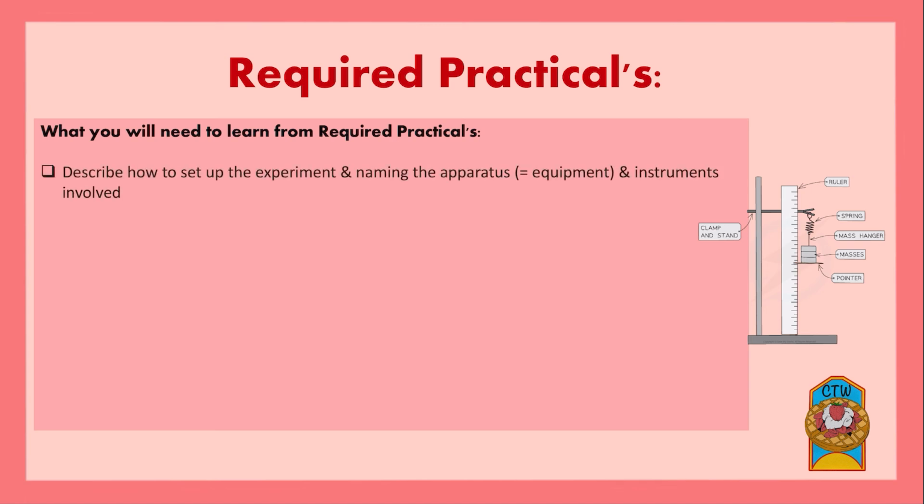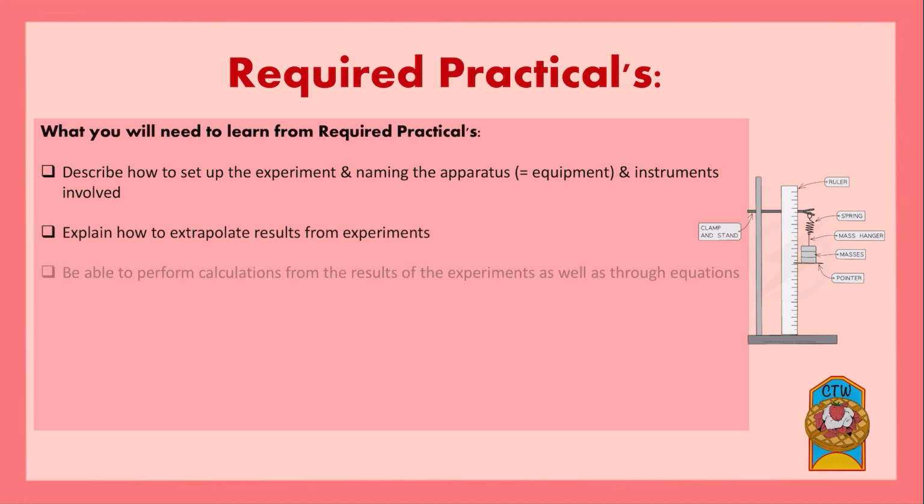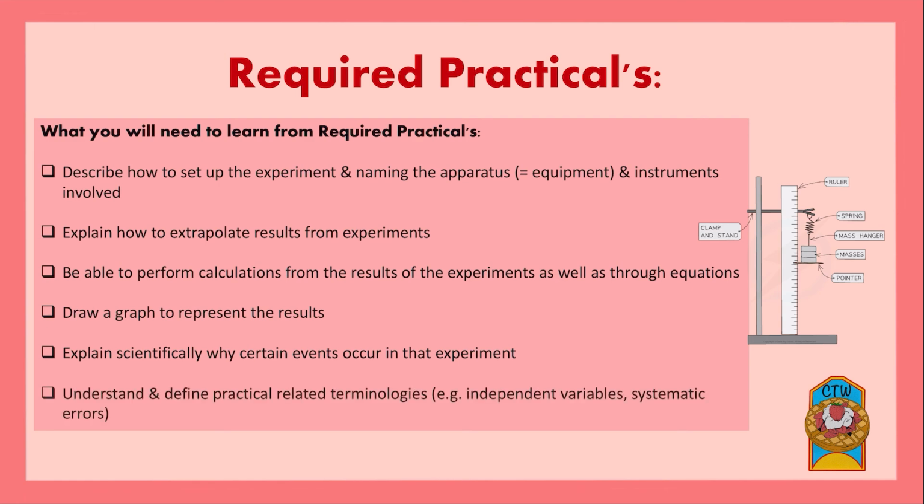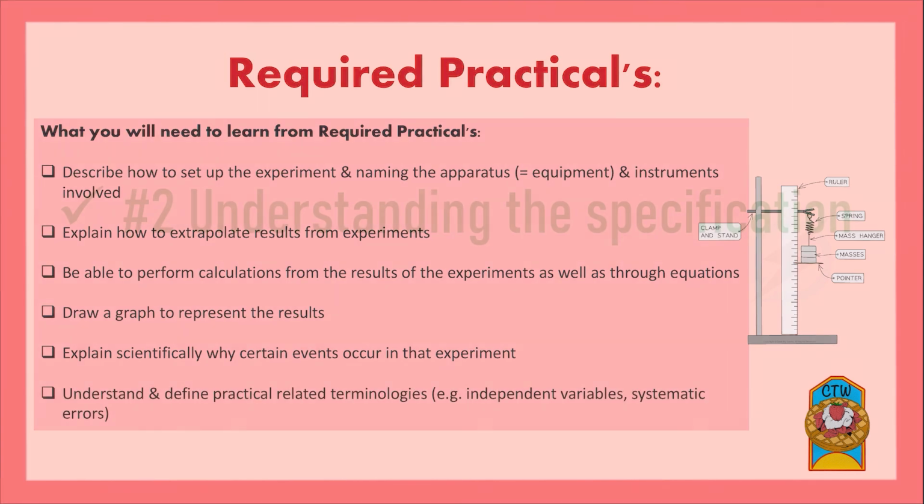So what you will need to be able to remember is describing how to set up the experiment, including the apparatus involved and the instruments involved, explaining how to extrapolate results from the experiments, being able to perform calculations from the results of the experiments as well as through equations, drawing graphs to represent the results, and being able to explain scientifically why certain events occur in these experiments. We will be doing videos on required practicals, so you don't have to worry about this. Another thing that they can ask you about in the exams is certain experiment-related terminologies like systematic errors, etc., which we will also cover in future videos.